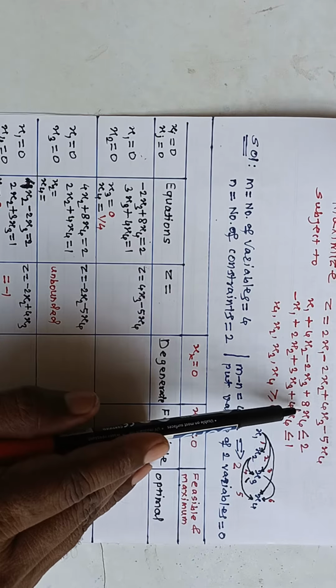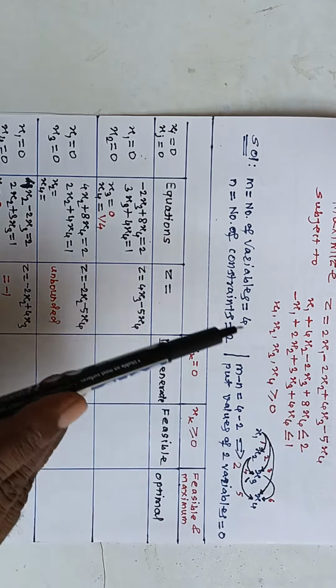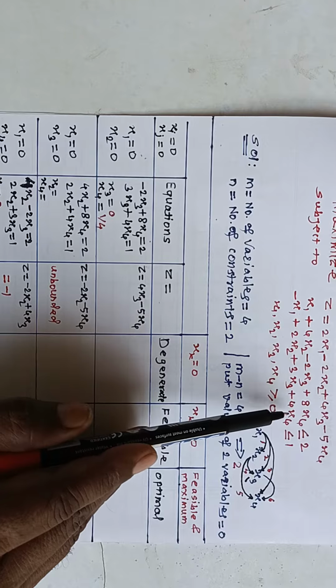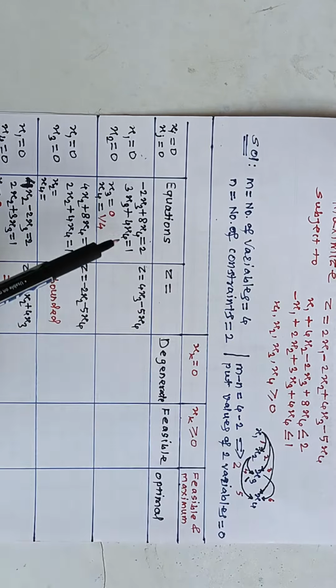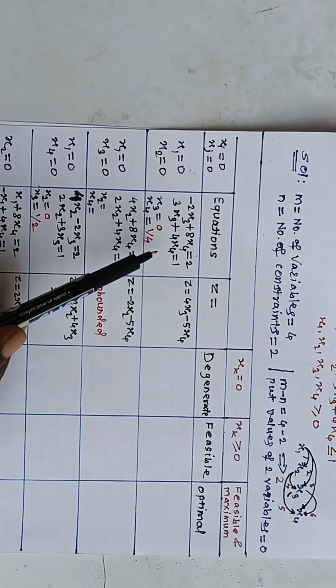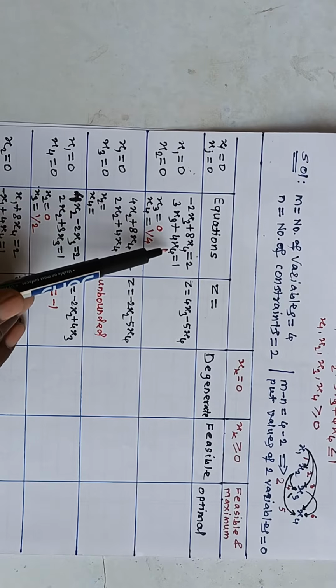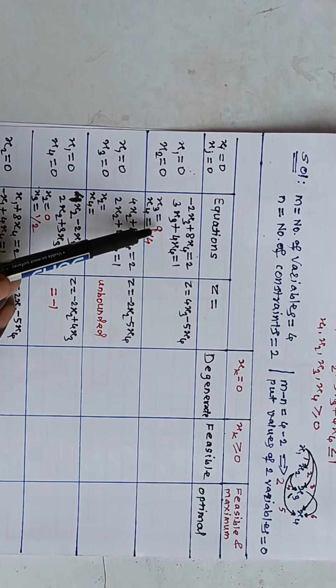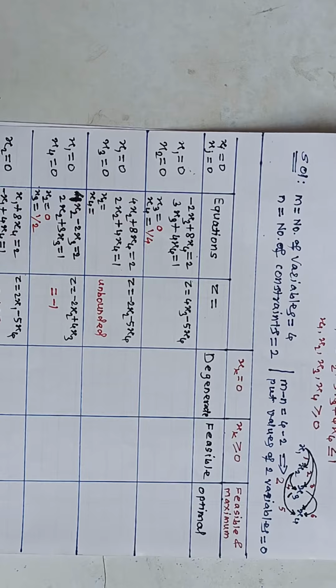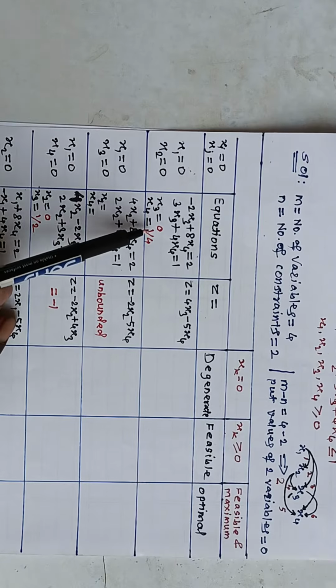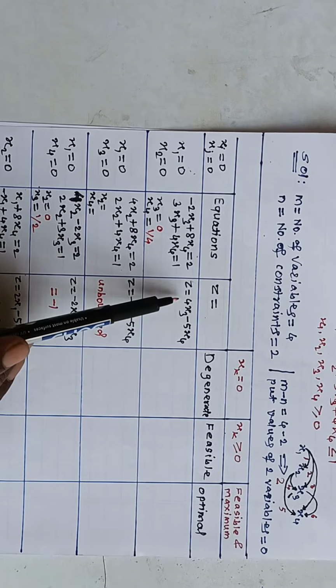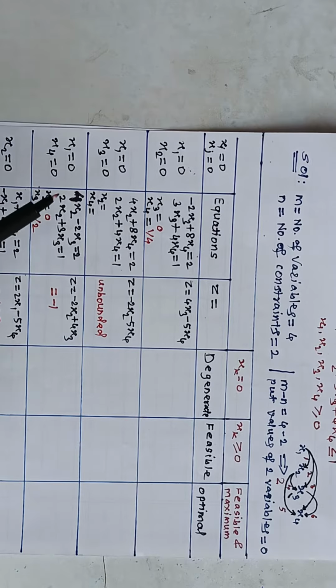But at the time of solving the problem you have to consider equations. So minus 2x3 plus 8x4 is equal to 2, and the second equation will be 3x3 plus 4x4 is equal to 1. Use the calculator and find the values of x3 and x4. We will get x3 is equal to 0 and x4 is equal to 1 upon 4. The same values you have to put here and get the value of z.